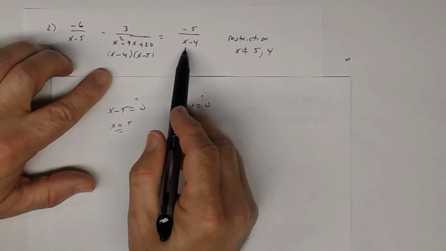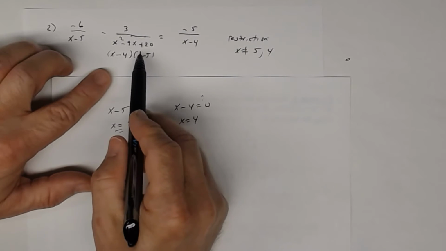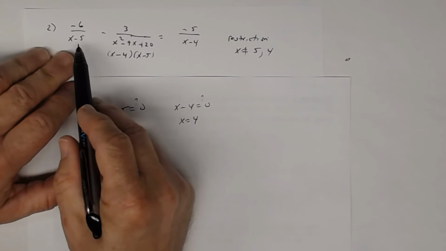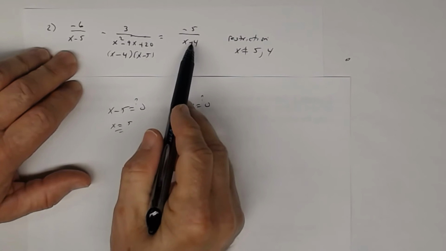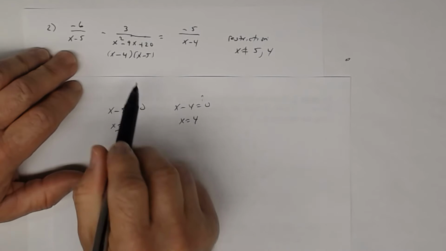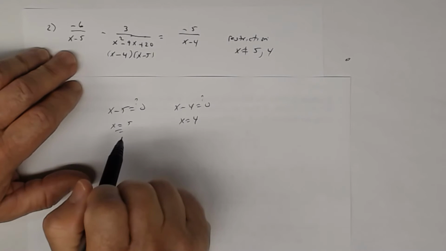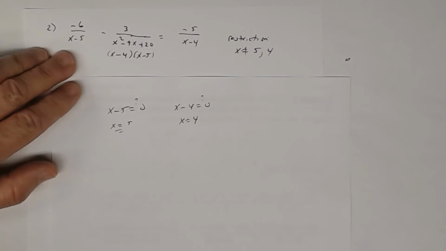Over here, I forgot this one as well. So x minus 5 is my next factor, but I've already taken care of that. And then over here, my next factor is x minus 4, but I've already taken care of that as well. So those are the only two restrictions.